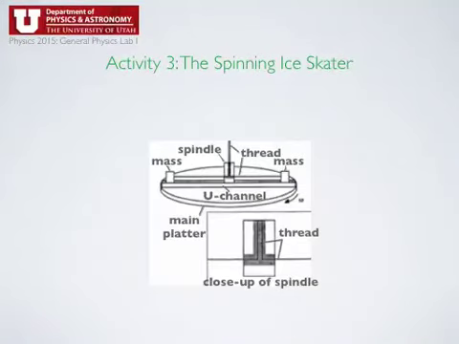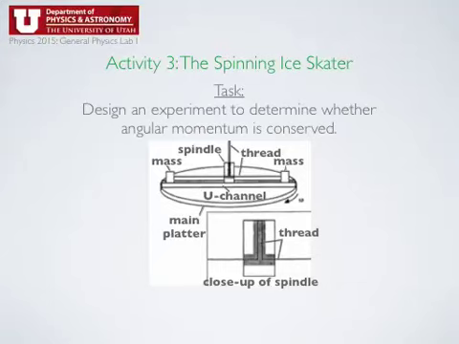Activity 3 is called the spinning ice skater. In this activity, you will use a rotational apparatus to model a spinning ice skater, and you will determine whether angular momentum is conserved in this situation.